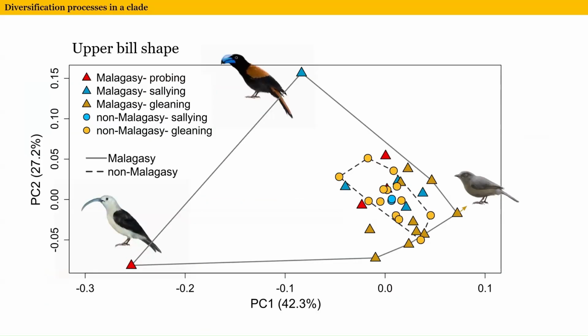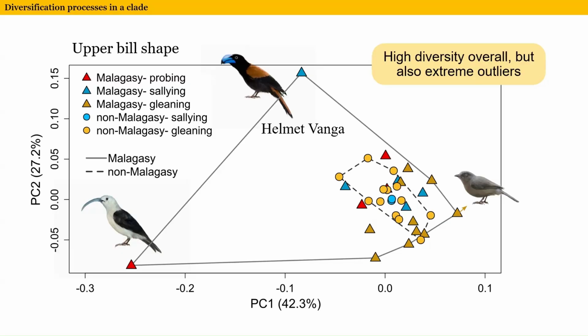All right, so I'm showing you another principal component analysis. Again, we're reducing the complexity of shape variation to look at these primary axes. Here we're looking at about 70% of the total shape variation in this group, specifically in upper bill shape. The pretty clear takeaway here is that this dashed line is encircling all of the non-Malagasy Vangas, and the solid line is encircling all of the Malagasy Vangas. So one, the Malagasy Vangas are way more diverse in shape than their relatives. But also, we have these really extreme outliers. In the case of bill shape, these are the helmet Vanga and the sickle-billed Vanga.